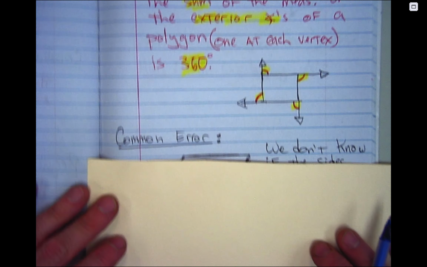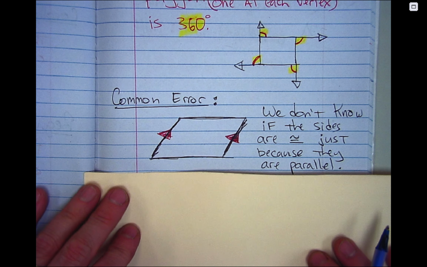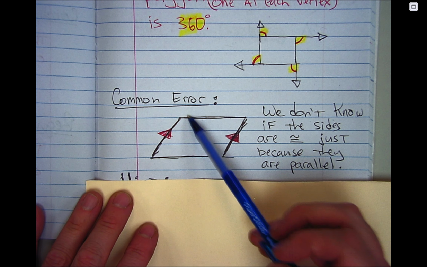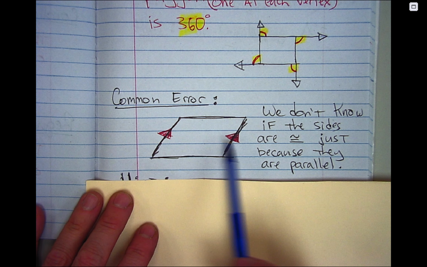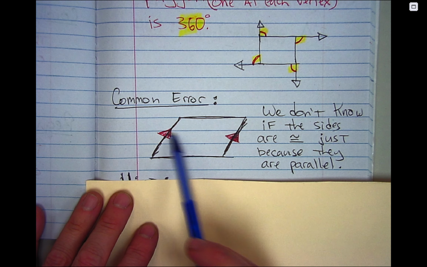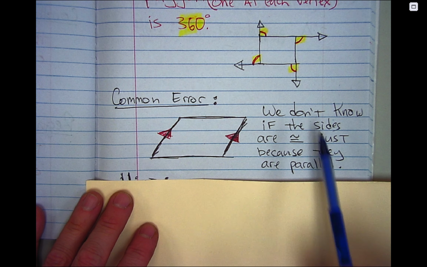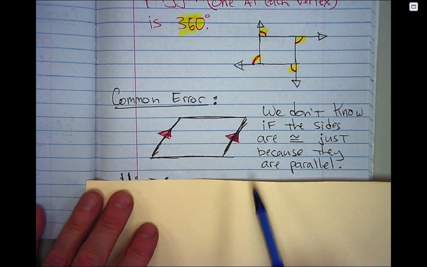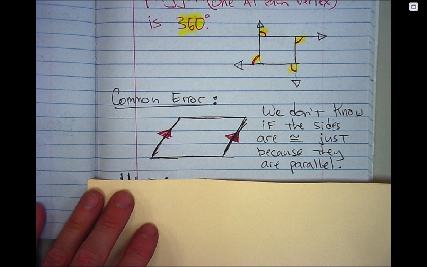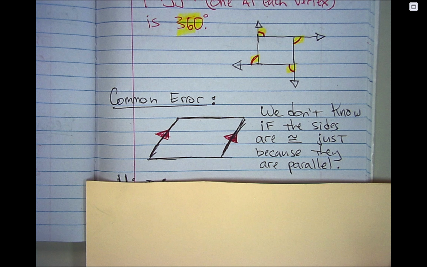All right, let's take a look at a common error that I've seen throughout the years with my students. Notice here we have a parallelogram. We have a pair of parallel sides. Typically, my students will also assume right away that both of these sides are congruent. Do not make that mistake. We don't know if the sides are congruent just because they are parallel. That's a common error that I see all the time, year after year, so please don't make it.